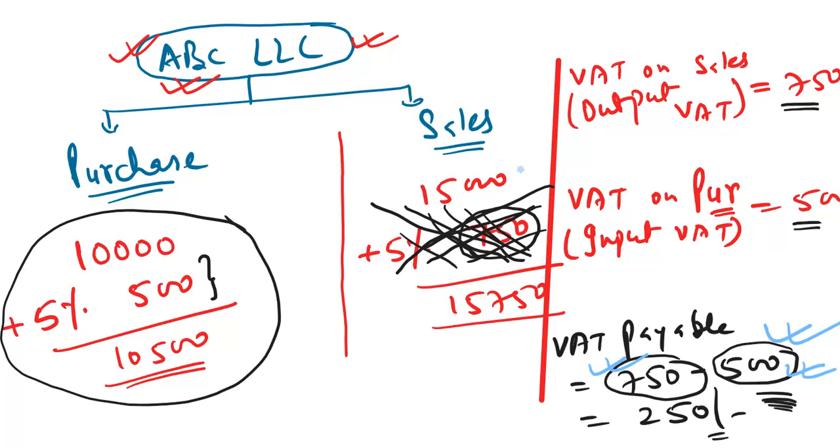The amount that we have adjusted is called input tax recovery. In my example, how much is the VAT recovery? 500. And the rest of the amount we have to pay to the government authority. That is VAT payable. When we pay the VAT, that will be VAT paid. So for today's session, I want to keep it till this much.